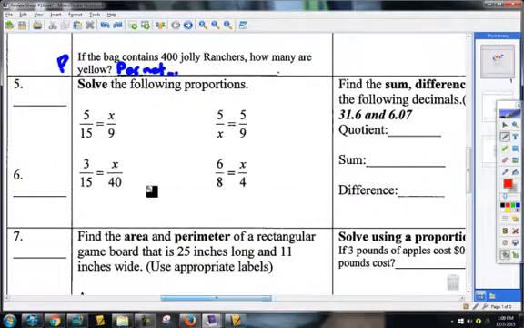Okay, down here, this is chapter 5 also. This is what we're doing right now. I would hope you know how to solve this. A couple different ways you could do it. You can use scaling. Sometimes you can just tell what you're doing to go from one number to the next.